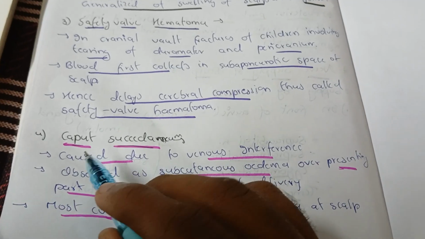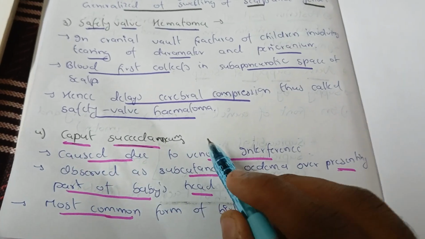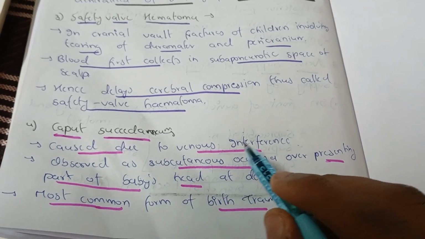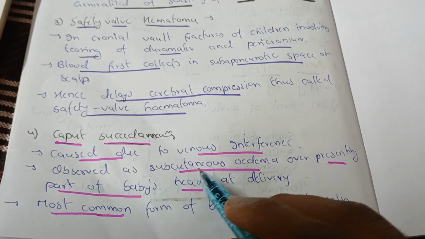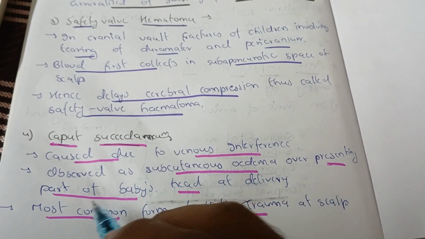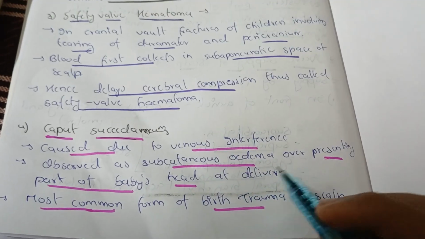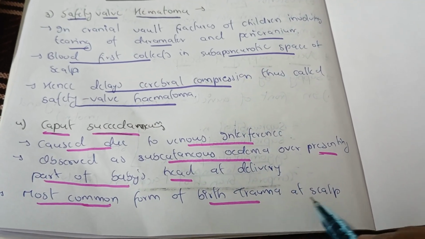The fourth main clinical importance is caput succedaneum. It is caused due to venous interference in newborn children during the birth. Observed as subcutaneous edema over presenting part of the baby's head at delivery. Most common form of birth trauma of the scalp.